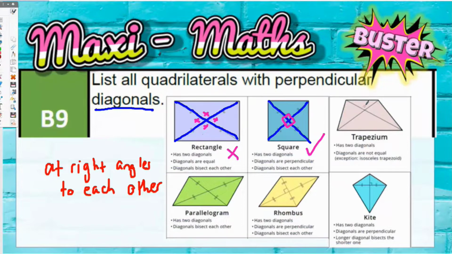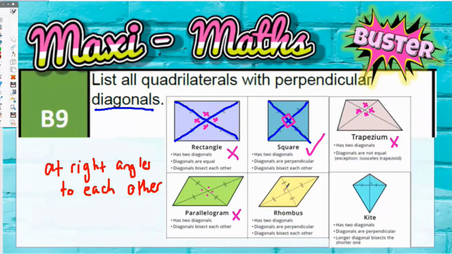The trapezium, these two angles here are obtuse, these two angles here are acute, so that one doesn't have right angles. The parallelogram, these two angles here are obtuse, the left and right angles there are acute, so that doesn't have diagonals which intersect at right angles.